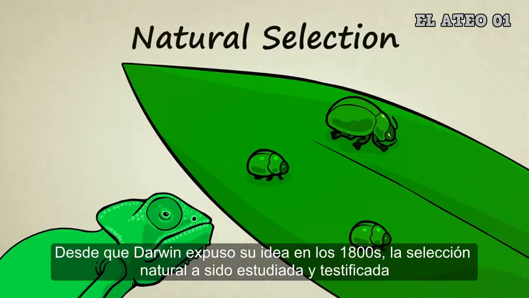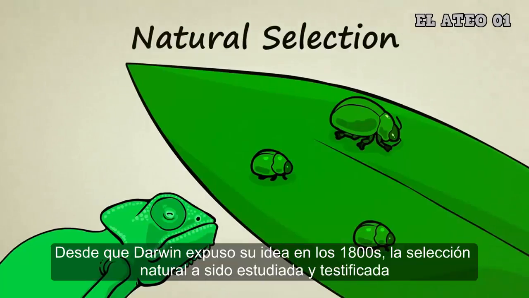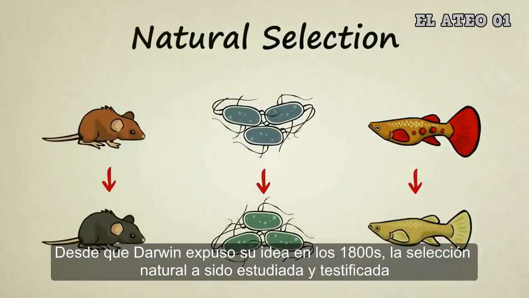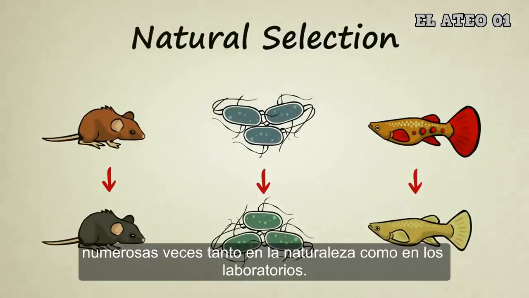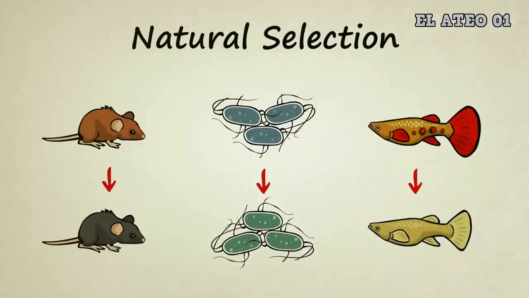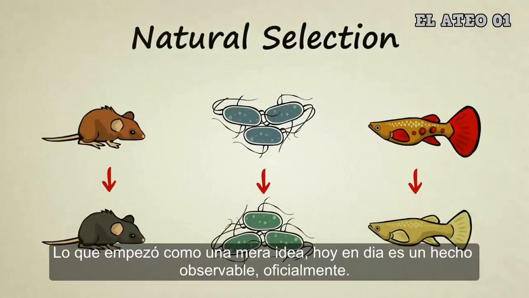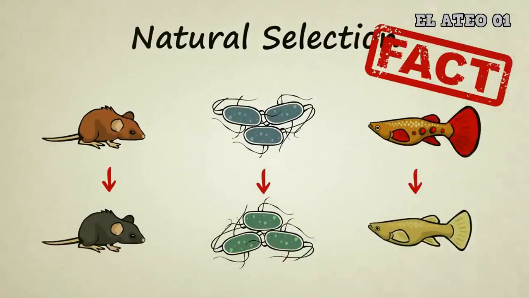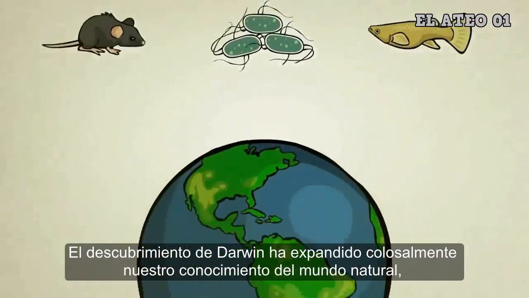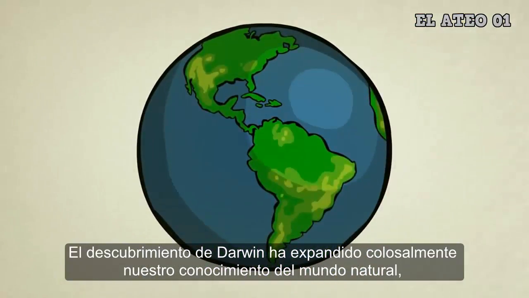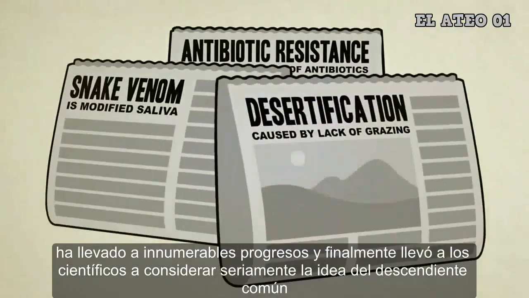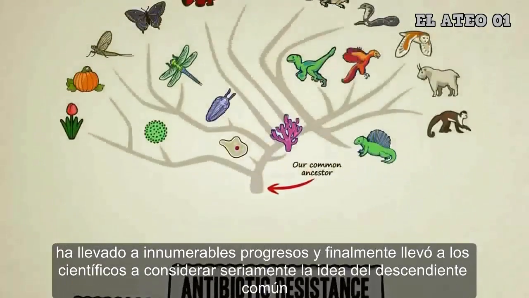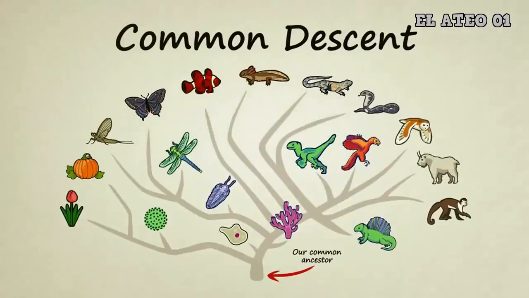Since Darwin first put forth his idea in the mid-1800s, natural selection has been studied and witnessed numerous times in nature and in the science lab. What started out as a mere idea is now officially an observable fact. Darwin's discovery has greatly expanded our understanding of the natural world. It's led to countless new breakthroughs, and it finally allowed scientists to seriously consider the idea of common descent.